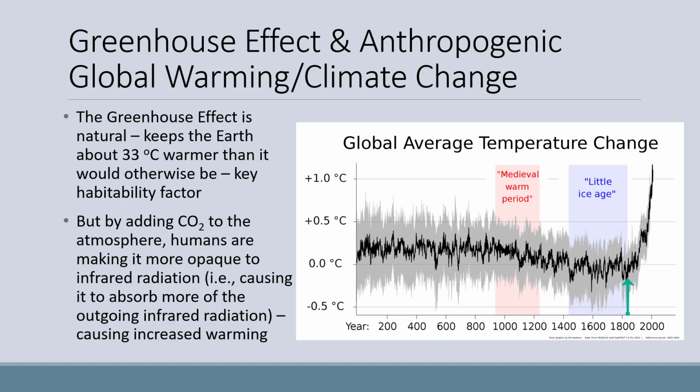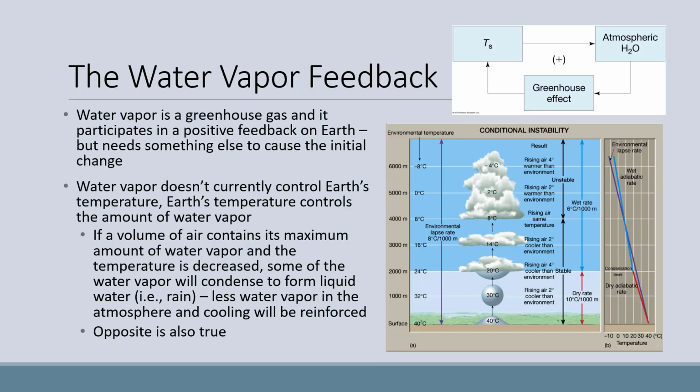You can see that global temperatures started to increase with the Industrial Revolution, when humans started to emit significant amounts of CO2 by burning fossil fuels. Recall that water is also a greenhouse gas. It actually participates in a positive feedback on Earth, but it needs something else to cause the initial change.